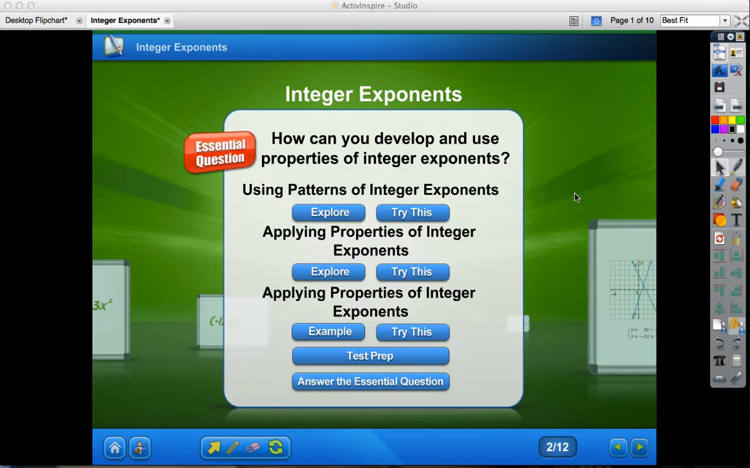Welcome to this lesson on integer exponents. Today we're going to talk about using patterns of integer exponents and applying properties of integer exponents. The essential question for today's lesson is how can you develop and use properties of integer exponents? Please remember at the end of the lesson to write this question down and answer it on the essential questions page.